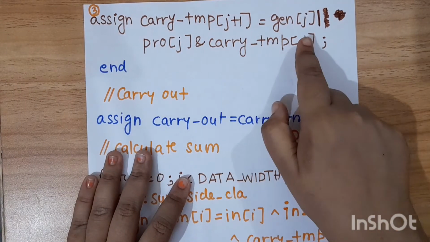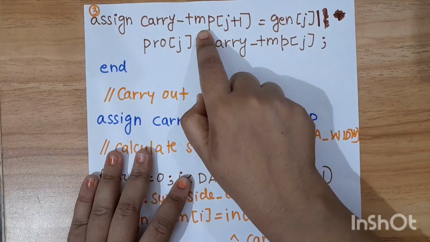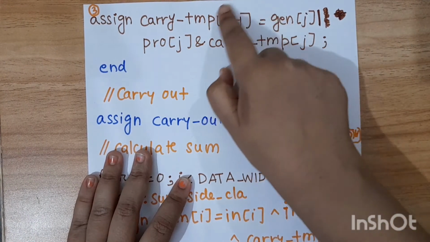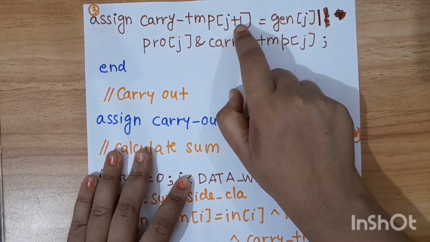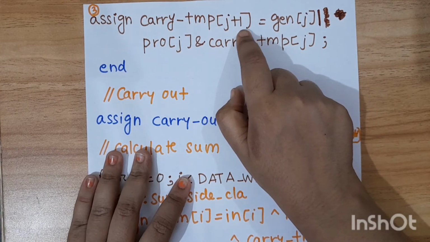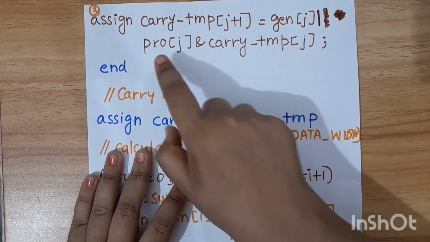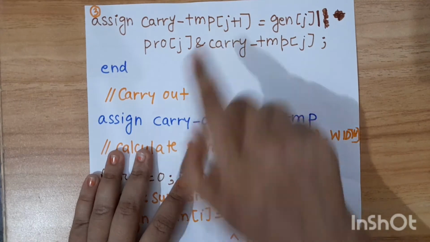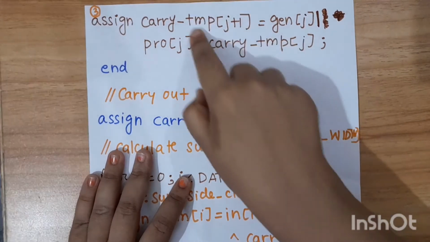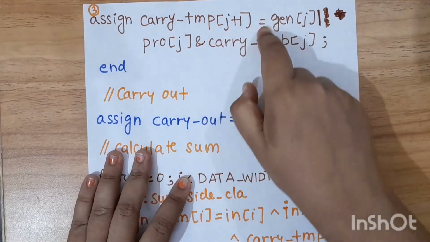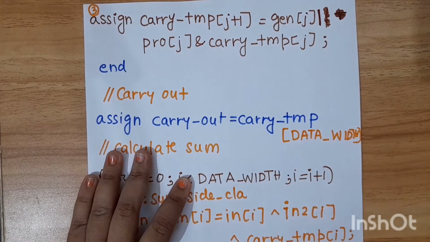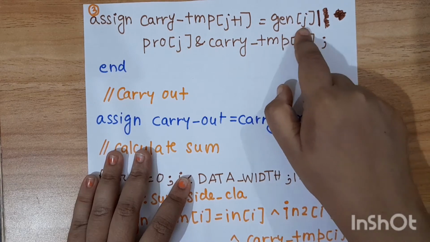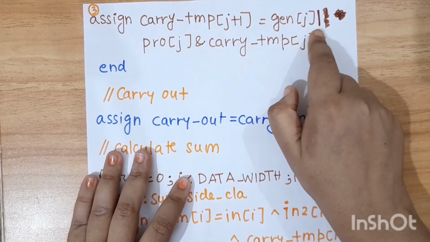Now continuous assignment for the carry_temp. I am writing carry_temp[j+1], j plus 1 because the 0th bit is meant for carry in. So when j is 0, it would be carry_temp[1]. carry_temp[1] is the carry generated for the 0th bit. So gen[j] or operator.